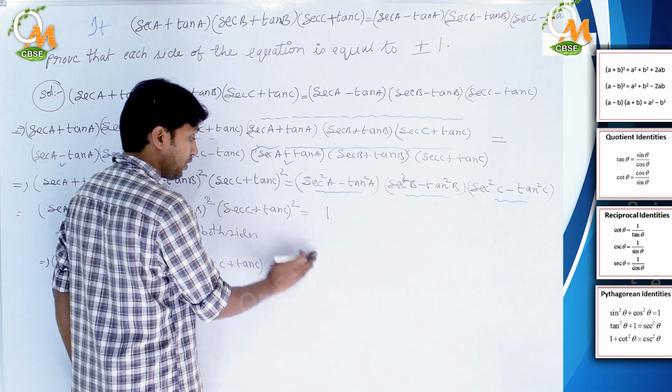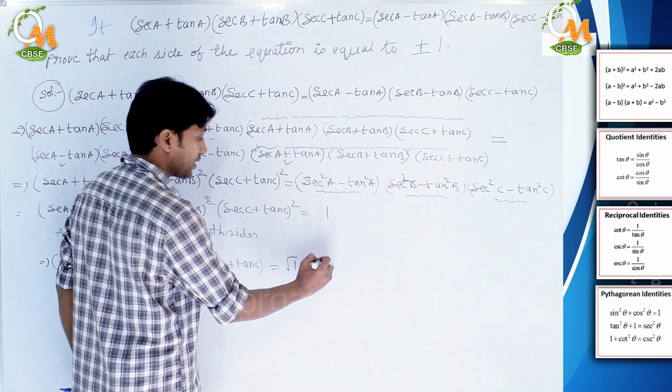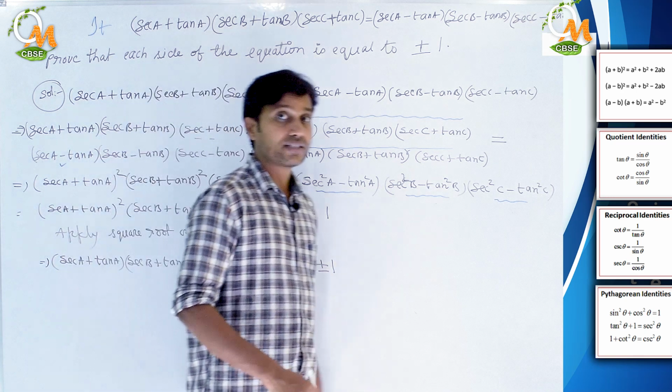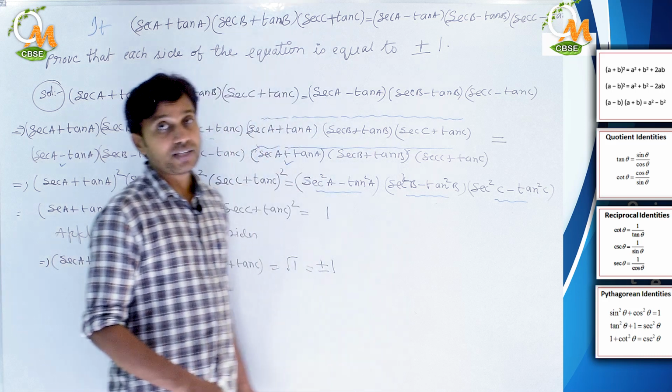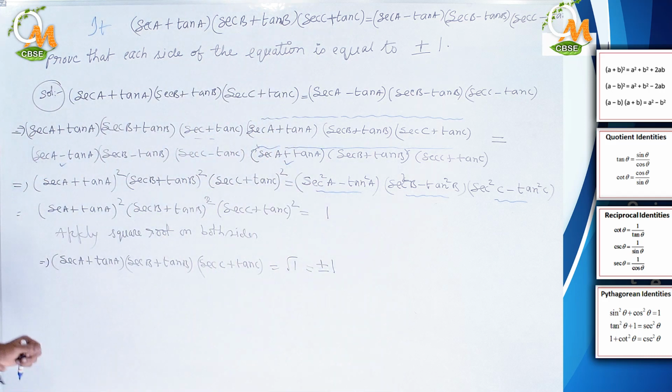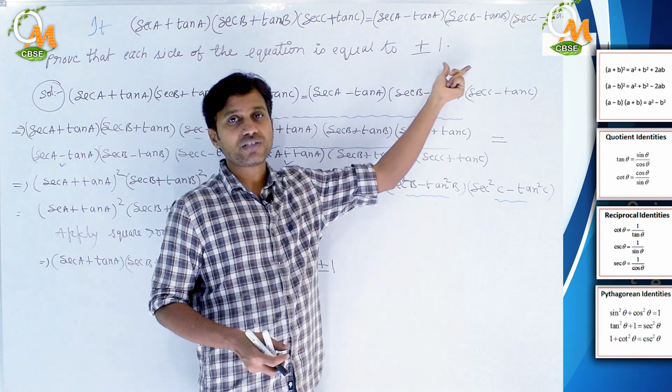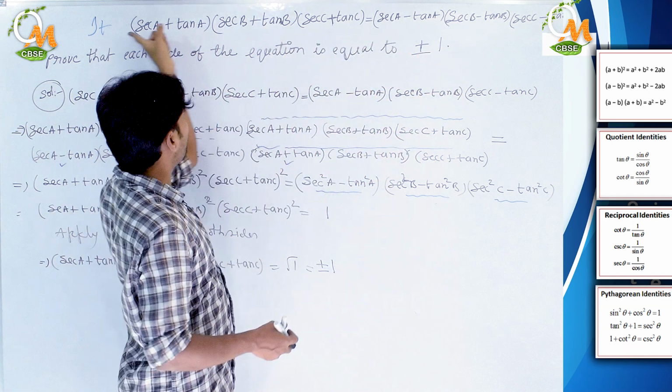Sorry, the square root of 1, right? For a square root there exist two different values, one with plus and one with minus. So that would be plus or minus 1. I think we obtained the answer. What did we get here? We need to prove that each side of the equation is equal to plus or minus 1.